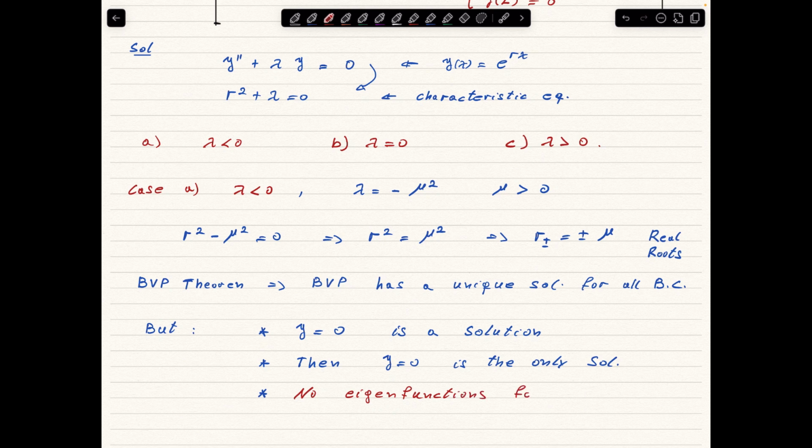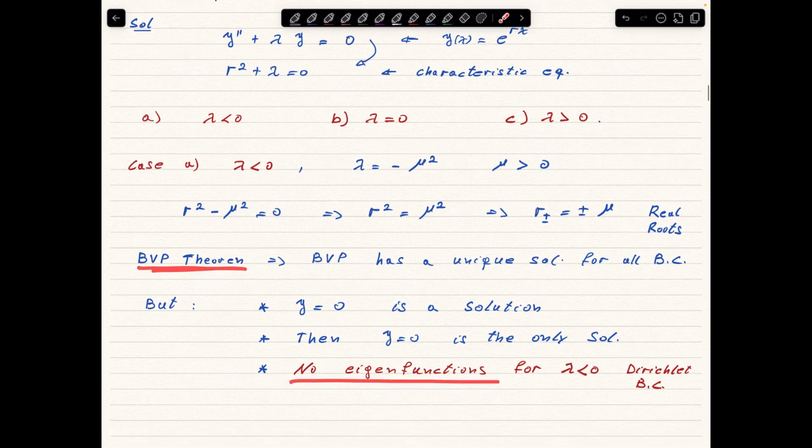For recall, we are in the case lambda negative and Dirichlet boundary conditions. So in this case we don't have eigenfunctions, so we could move on to case B now. So here no eigenfunction, but before we move to case B, we conclude there are no eigenfunctions by invoking the theorem.